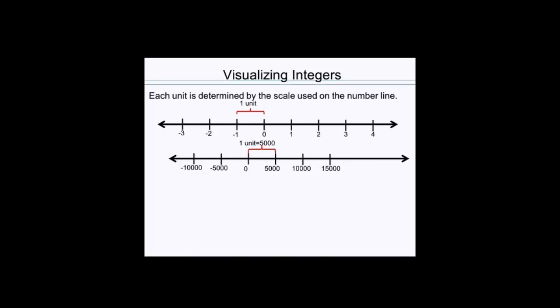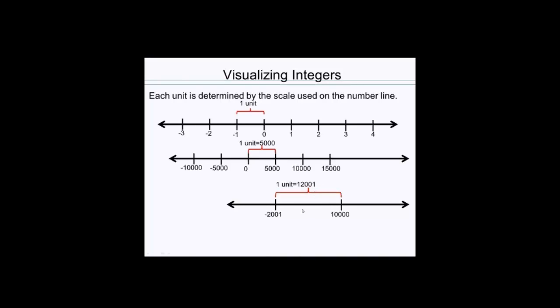You don't always have to use 0 on the number line. For example, here I have a number line, and I'm saying this first tick mark I'm showing is negative 2,001, second tick mark is 10,000, so I'm using the scale of 1 unit equals 12,001.